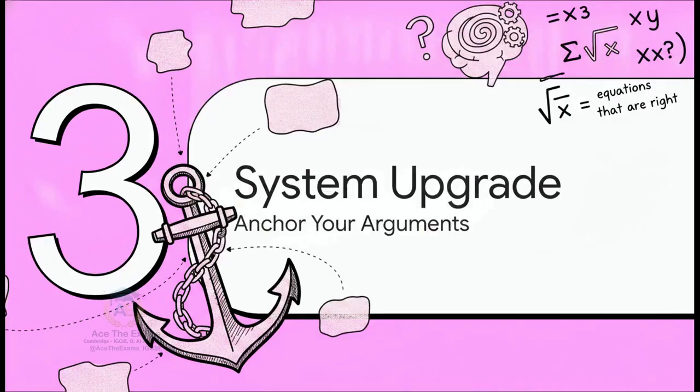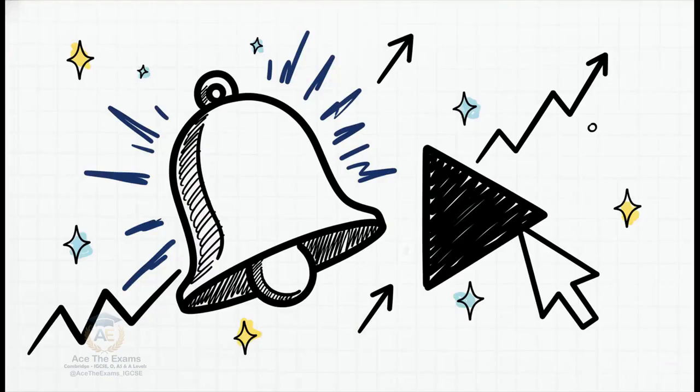This brings us perfectly to Act 3. Section 3, Structural System Upgrade. Anchor your arguments. Okay, strategy check. We are pausing the simulation right here because Alex and Sam have hit a major structural roadblock mid-paragraph, and their evidence is failing to link back to their main thesis.